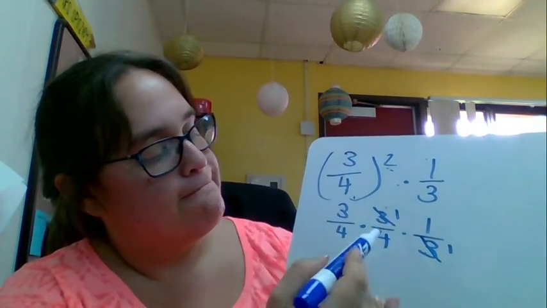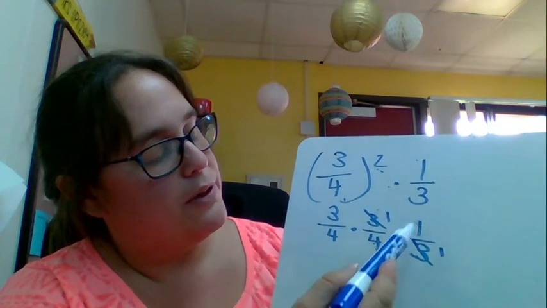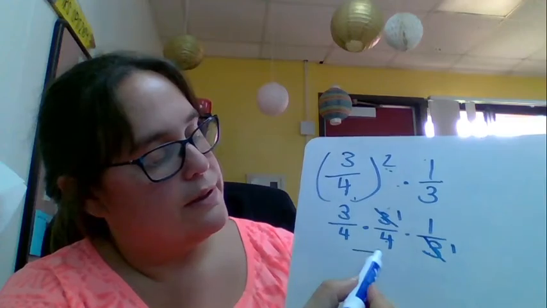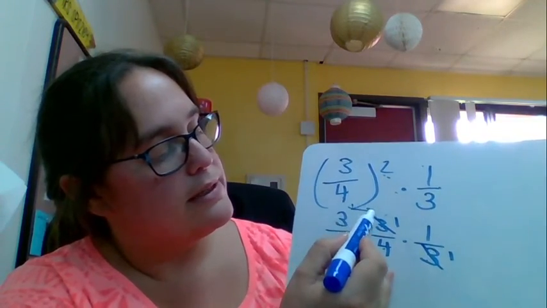Let's see. 4 and 1, nope, they don't have anything in common. And we already tried the 3 on the floor. So I think we're ready to multiply across.